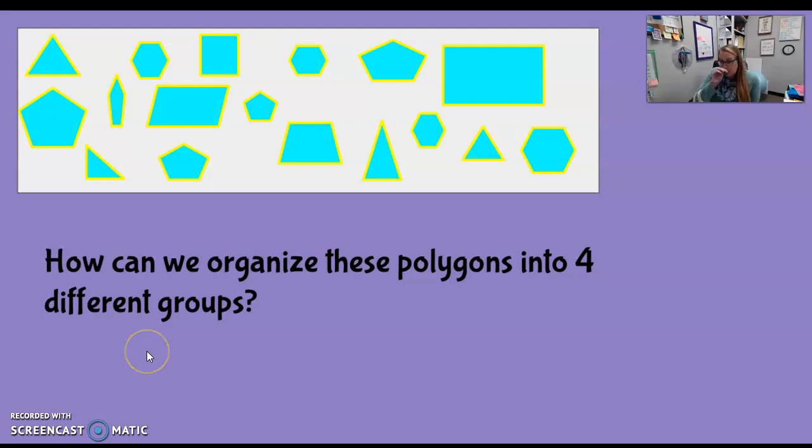So here were our polygons. So these were all the different shapes that we said were polygons. Remember, a polygon is a shape that has at least 3 straight sides and it's a closed figure. So that's what all of these are. But I want to put them into different buckets. So I want to have 4 different groups. So let's look at this for a second. How could we organize these into 4 different groups?